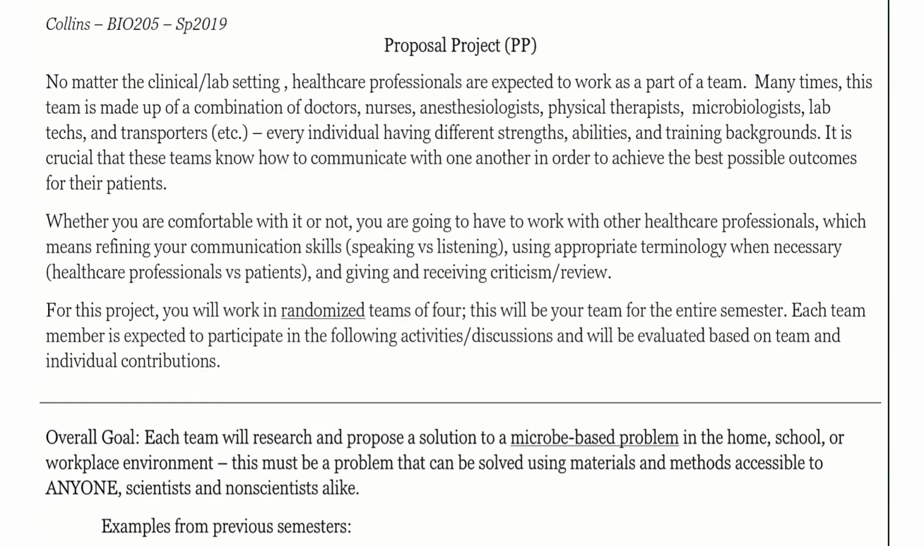So overall, this is meant to be a fun project for everyone. Again, you're not doing the full research, but this is a project proposal. So you are going to propose a solution to a common problem that's microbial. If you have any questions, let me know, and have a good time.